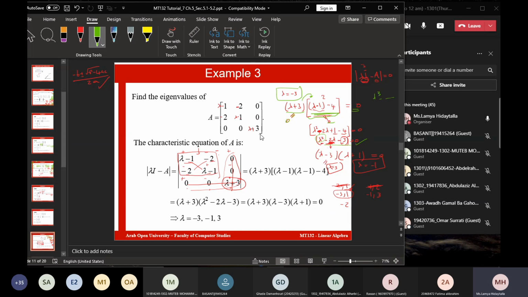So when we have a 3x3 matrix, I'm expecting 3 eigenvalues. Either the eigenvalues are distinct, different, or like in this example, this is minus 3, okay? And I have the other two, which are 3 and minus 1. So they are distinct, no two are the same. If two are the same, then the answer is I'm going to have repeated eigenvalues, for instance minus 3 and minus 3, so minus 3 and minus 1, etc. Clear?